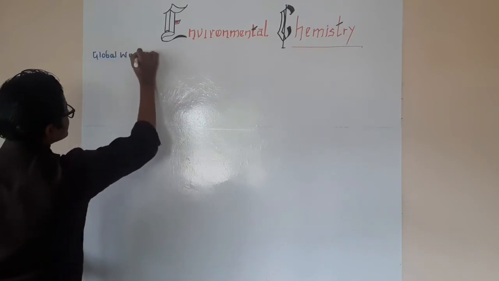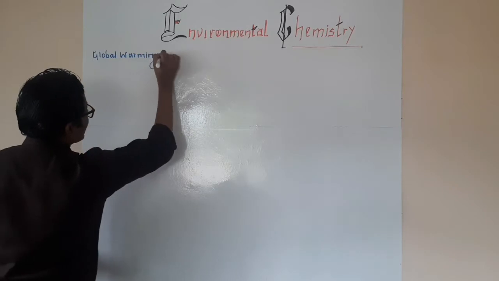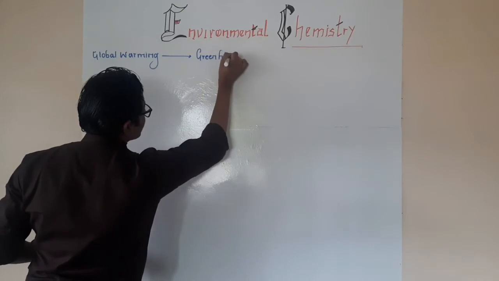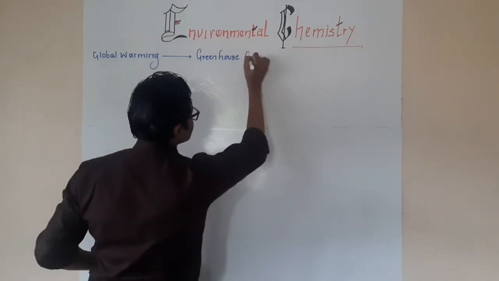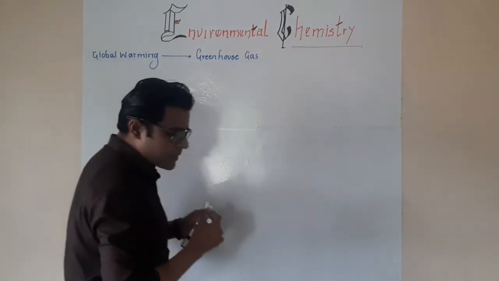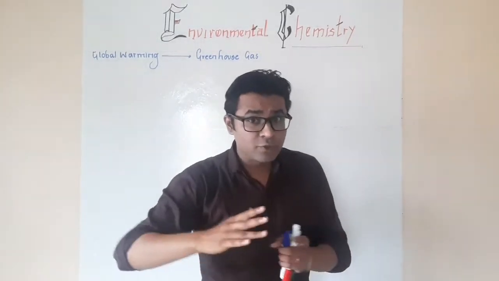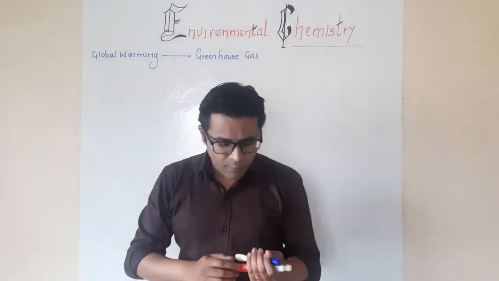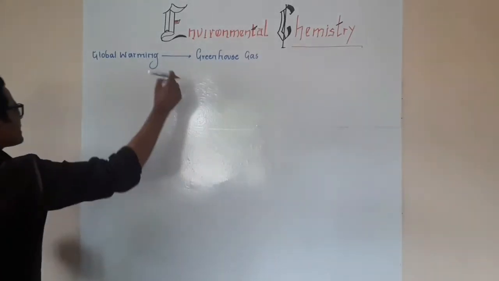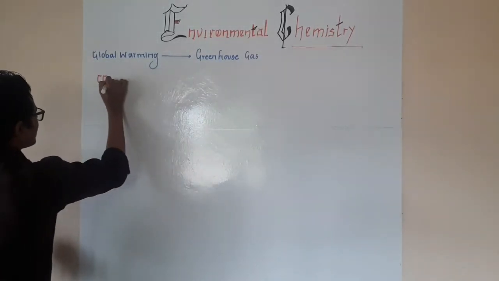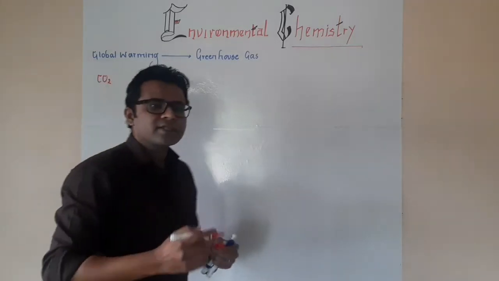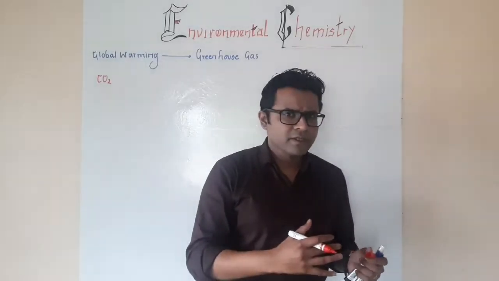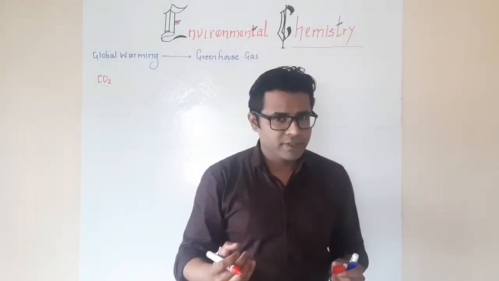So when I say global warming, it has a direct relationship with the greenhouse gases. Now, what are these greenhouse gases? How are they going to affect the temperature and how does it lead to global warming? We need to take a look into all of these factors. When we take a look at the simplest type of gas, that is carbon dioxide, right? This carbon dioxide gas is a product of decomposition of matter, correct?